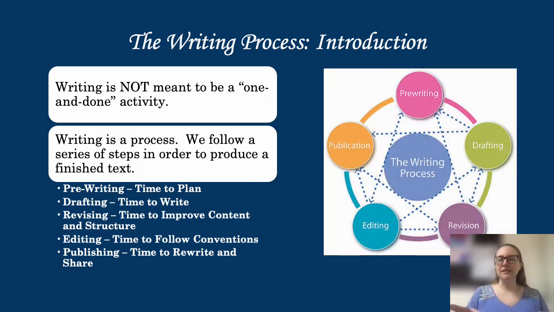So you can see in this diagram, it works kind of in a cycle, but sometimes we move back and forth. So, we may make it all the way through drafting and get to revision and realize, we're missing a whole lot of stuff. We might have to go back to pre-writing and rethink our plan. We might get all the way to what we think is our publication phase and realize that we need to go back and revise and edit again.